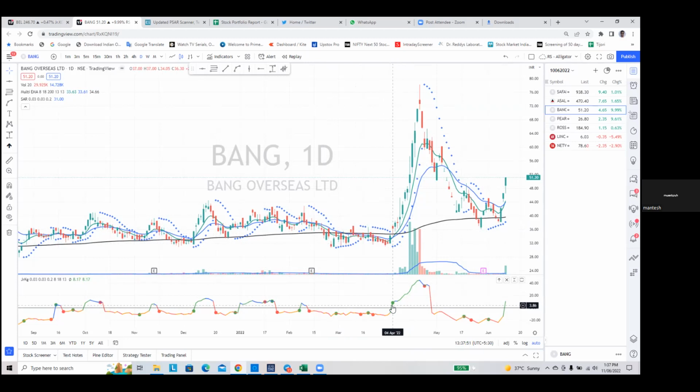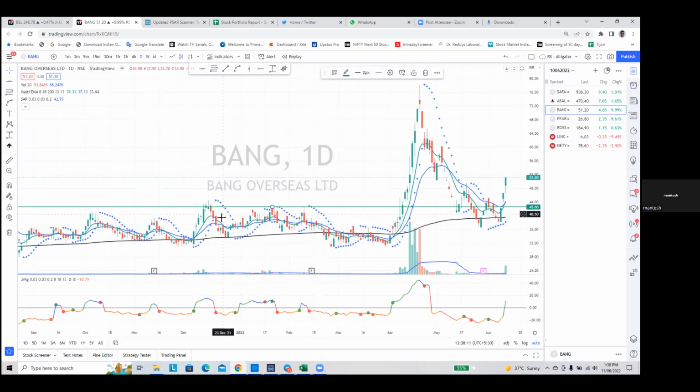This stock gave me a buy signal on 4th April. The stock closed above the 200 EMA, and the indicator gave me a buy signal. I will buy the first tranche here at 36 or 37 rupees. I will put a second tranche at the resistance here. This is a strong resistance. If you see here, one time, two time, three time resistance. So I will wait till this price closes successfully above it.